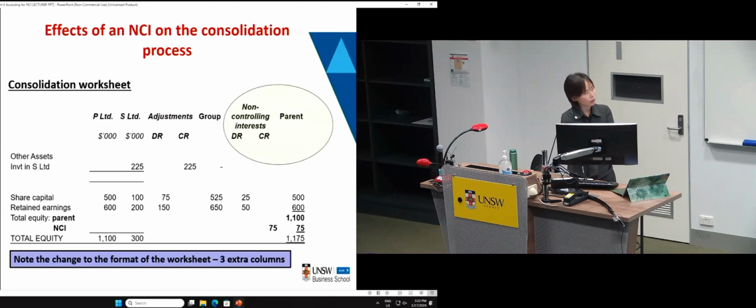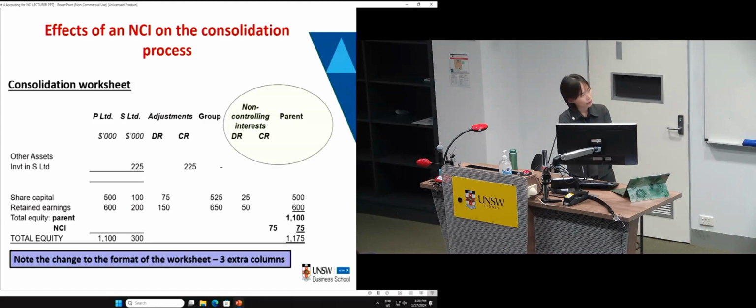And then we allocate 25% of subsidiary's pre-acquisition equity proportionally to NCI. So there will be a debit to share capital, a debit to retained earnings, and then a credit to NCI. You can see the first entry you prepared in the adjustment here is your pre-acquisition entry. And the pre-acquisition entry is to eliminate the parent's portion of subsidiary pre-acquisition equity.